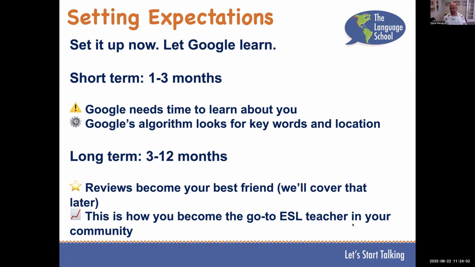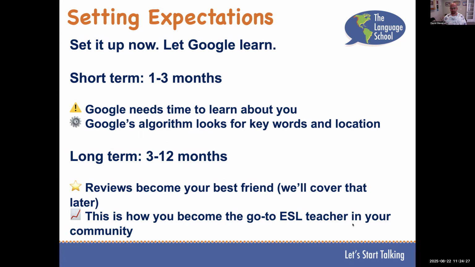Google has a learning process. It needs time to learn about you. It's going to take probably 1 to 3 months for it to start recommending you. There's something called an algorithm that Google uses, and it's factoring in a number of things, including the search terms, the information that you've put into your Google business profile, your location, as well as the reviews.